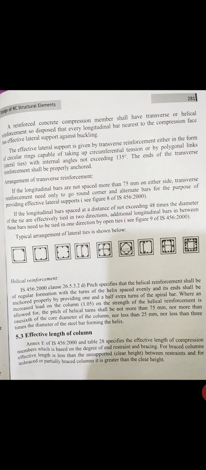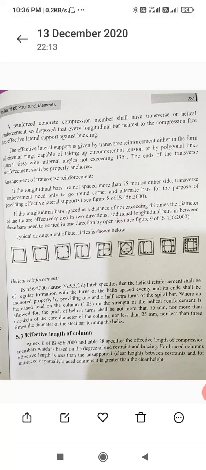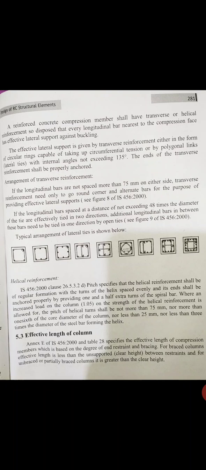Helical reinforcement, as per IS 456-2000 clause number 26.5.3.2(d): the helical reinforcement shall be of regular formation with the turns of the helix spaced evenly, and its ends shall be anchored properly by providing 1.5 extra turns of the spiral bar. Where an increased load on the column is considered, 1.05 times the strength of the helical reinforcement is allowed. The pitch of helical turns shall not be more than 75 mm, not more than 1/6 of the core diameter of the column, nor less than 25 mm, nor less than 3 times the diameter of the steel bar forming the helix.